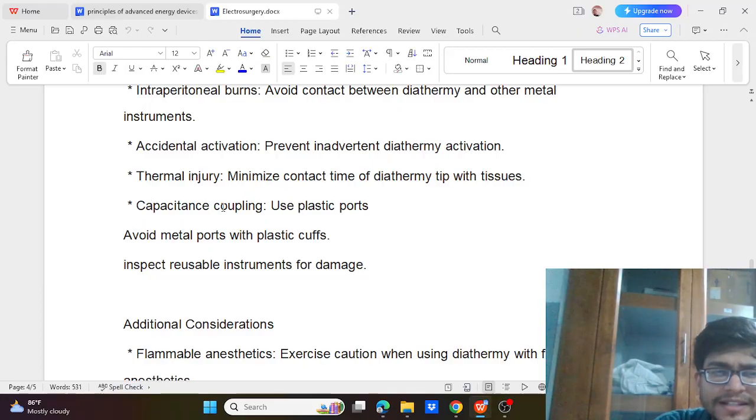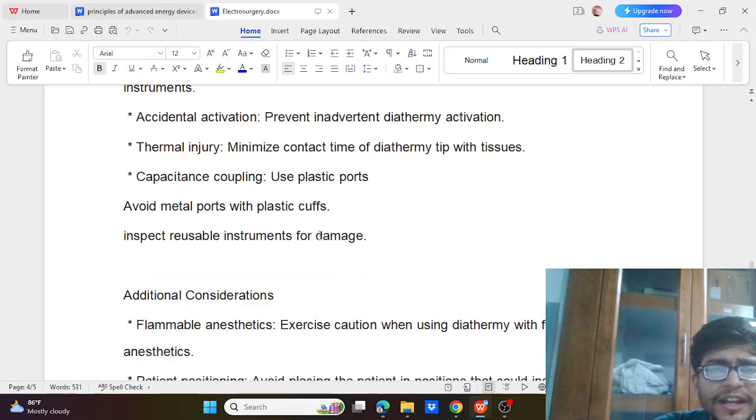Then we have capacitance coupling, where capacitance between the instrument and the ports can cause injury. So here we have to try to use plastic ports, and avoid metal ports with plastic cuffs, and always inspect, check, and be cautious about instrument damage, so that this injury can be avoided.